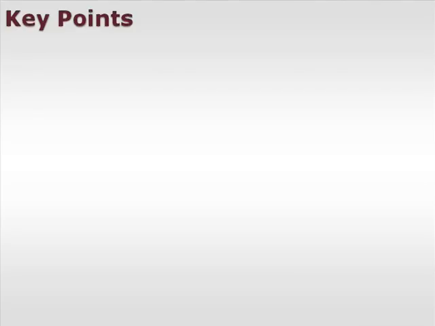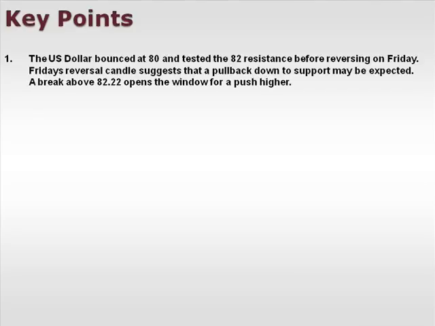Let's take a look at a few of our key points. First of all, the U.S. dollar bounced at 80 and tested the 82 resistance level before reversing this past Friday. Now, Friday's reversal candle suggests that a pullback down to support may be expected. A break above 82.22 opens the window for a push higher on the dollar index.